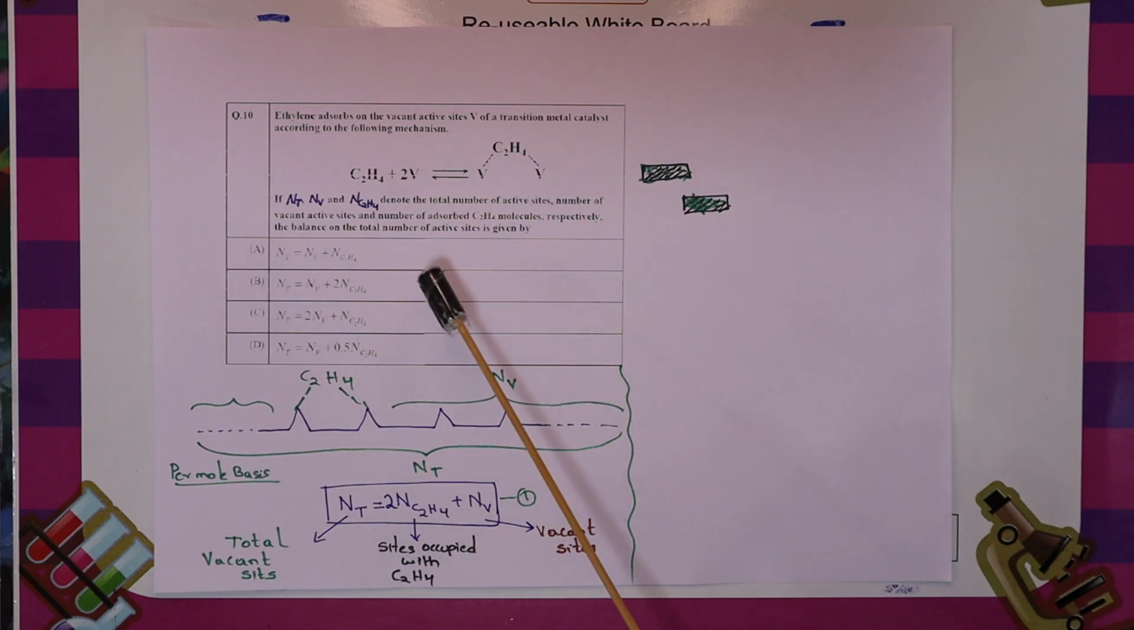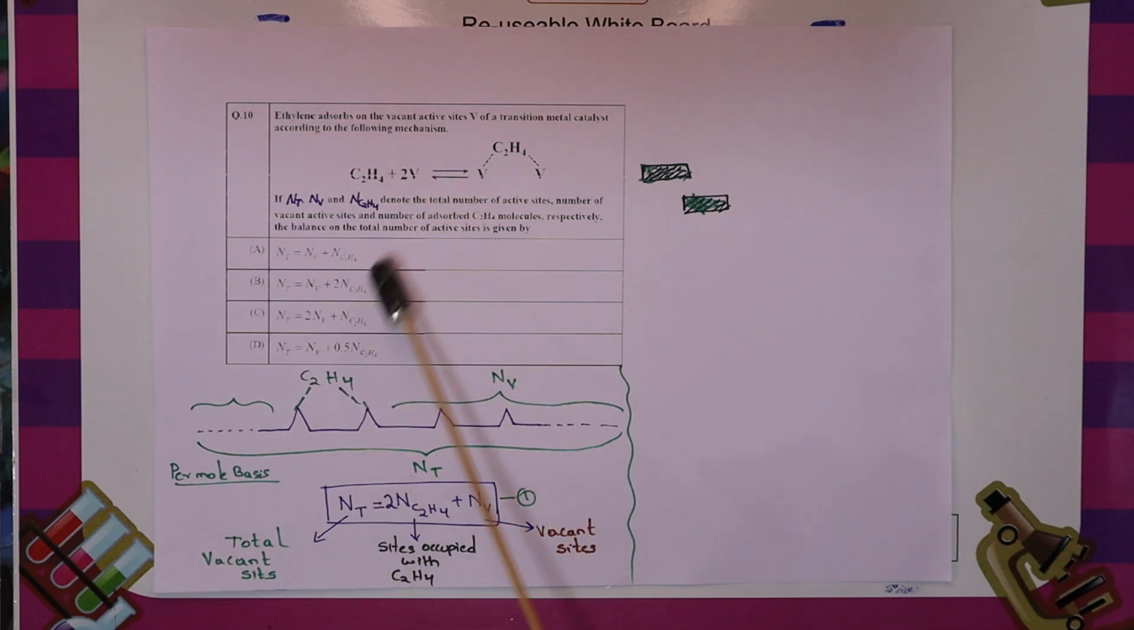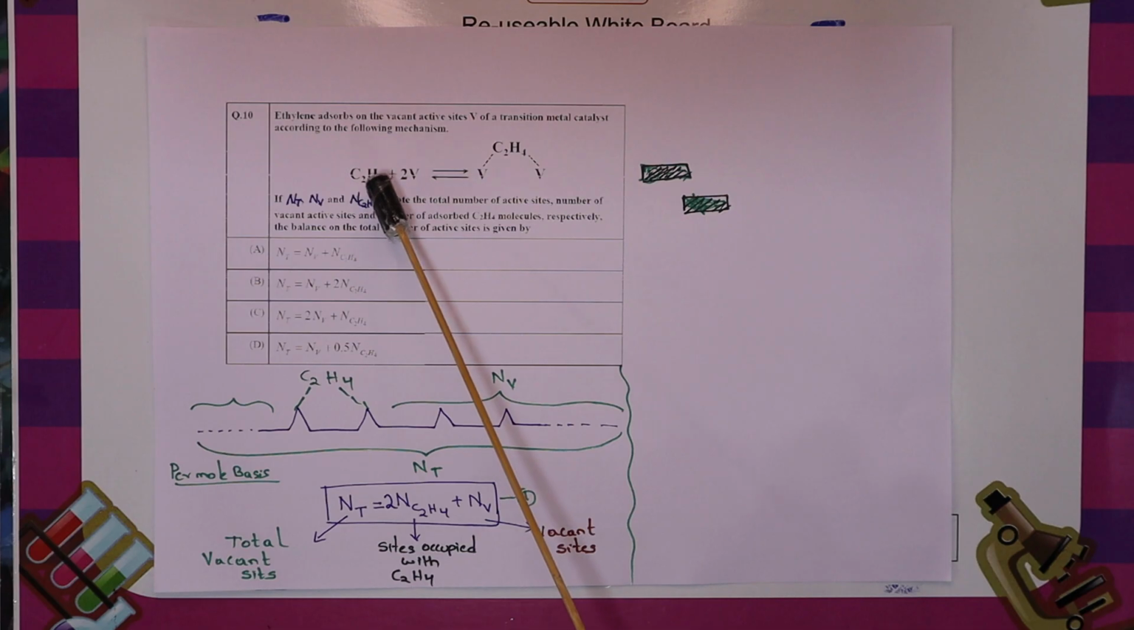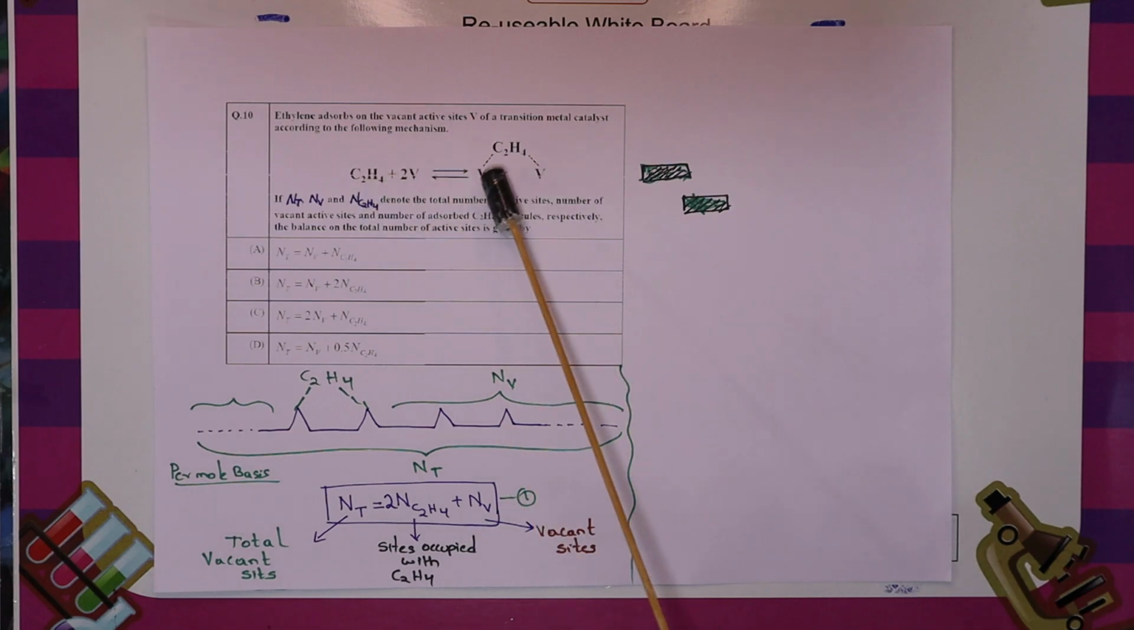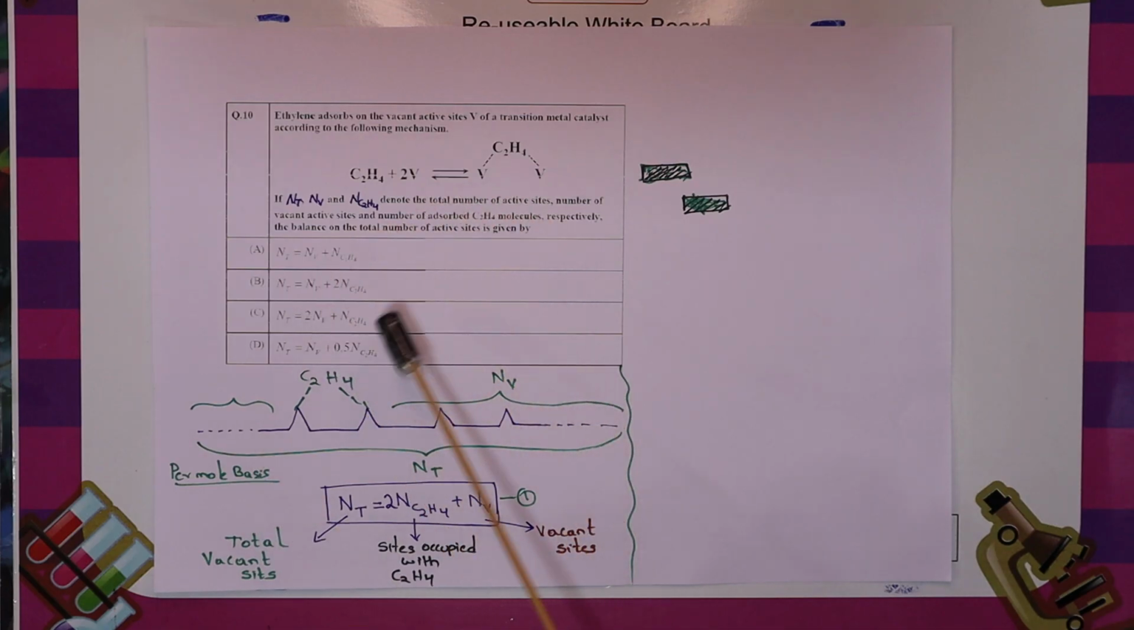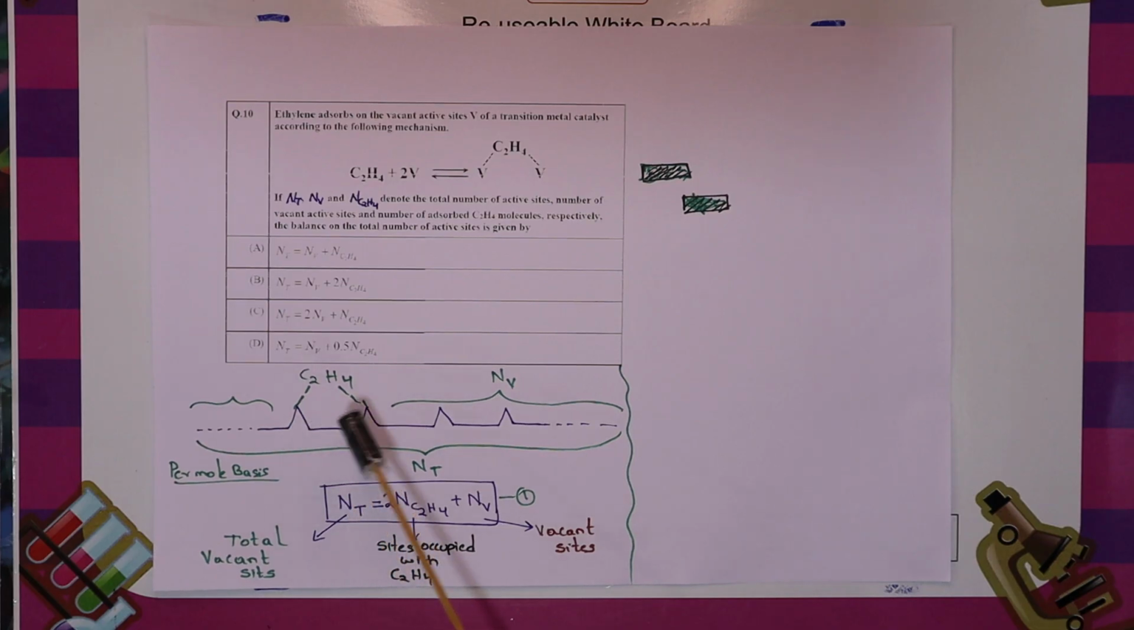Out of these 4 options, one is valid. You can see that every 1 mole of ethylene takes up 2 vacant sites. This is the information that is provided. If I do the site balance, NT represents the total sites on the catalyst, on which every 1 mole of C2H4 adsorbs on 2 sites. Everything else is a vacant site.